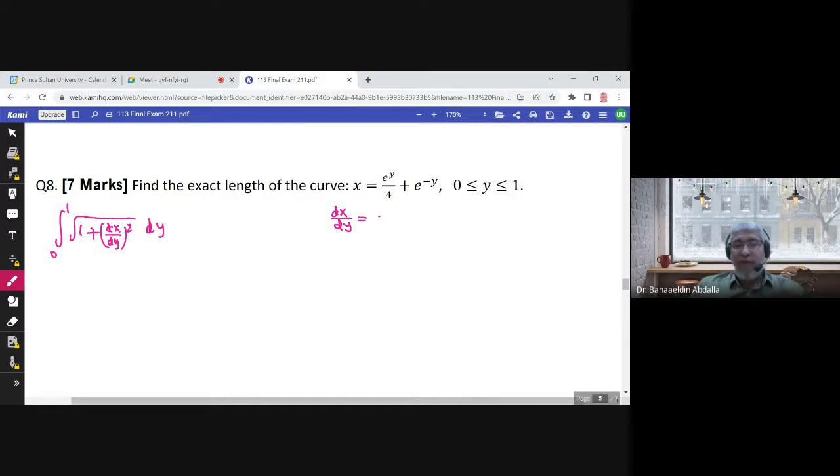Well, the derivative of e^y is e^y. Notice we are finding the derivative with respect to y. And 4 is a constant. The derivative of e to the power negative y is e to the power negative y times the derivative of negative y, which is negative 1. So I can just keep this negative. This is dx by dy. Well, I need dx by dy squared. So let me write this as 1 over e^y.